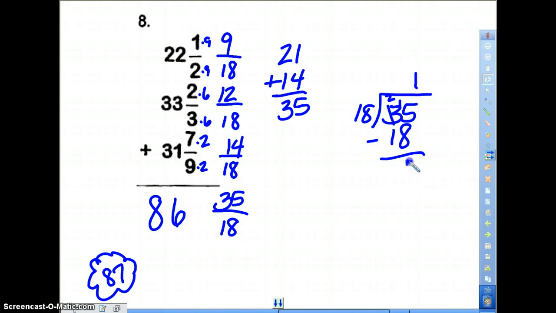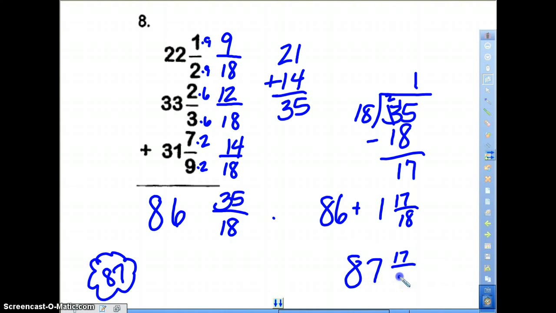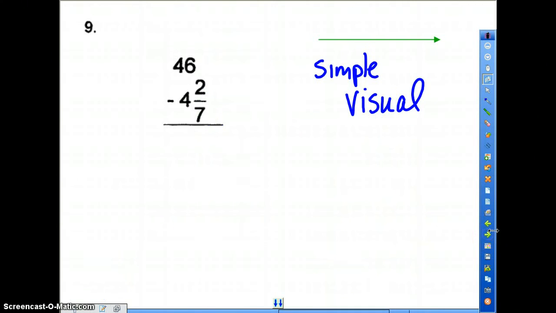That's going to be a 7 and a 1. So that turns out to be 1 and 7/18 for this improper fraction, which we have to add to our 86. So our final answer is 87 and 7/18. Okay? Got that one? All right, let's move on.